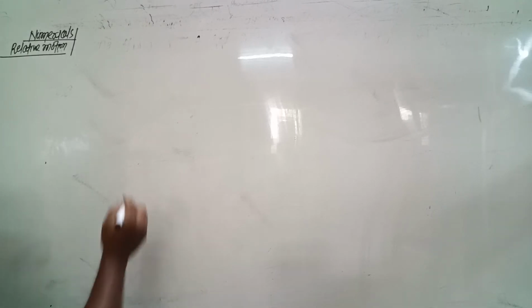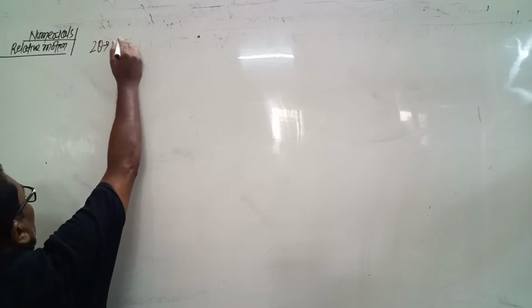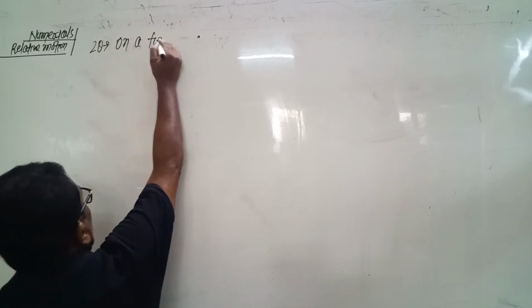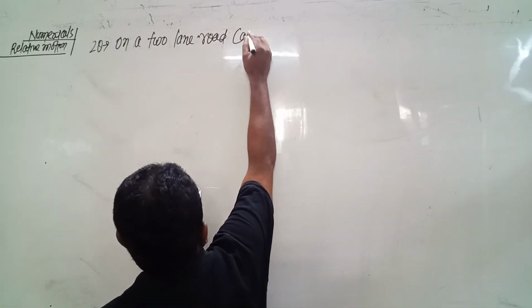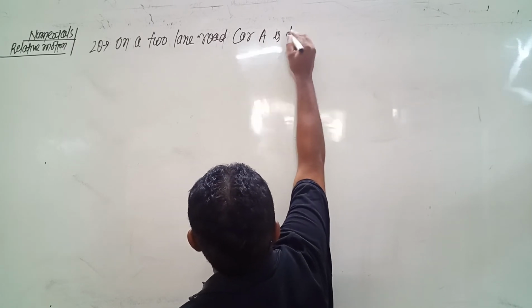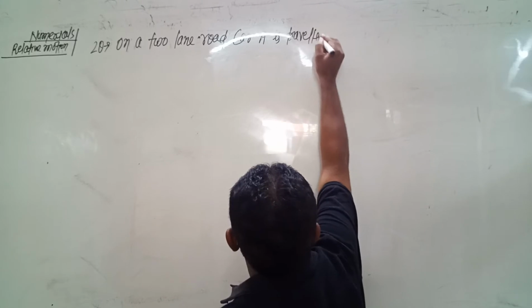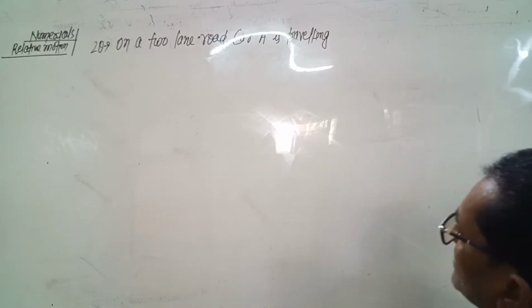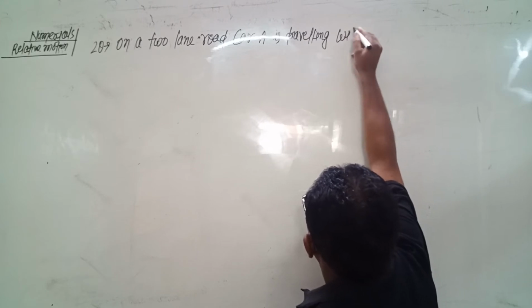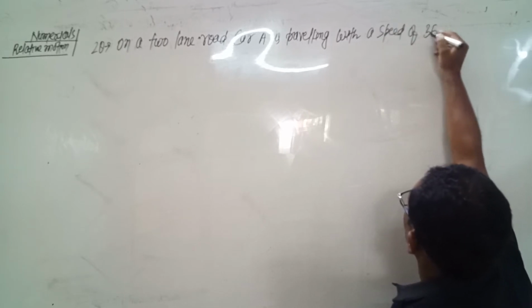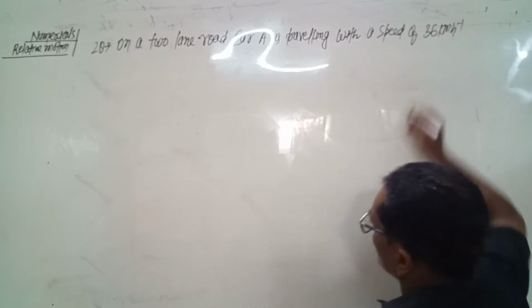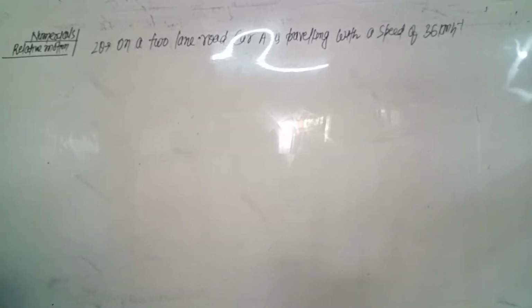Let us see another question. The question is, on a two-lane road, car A is traveling with a speed of 36 km per hour.